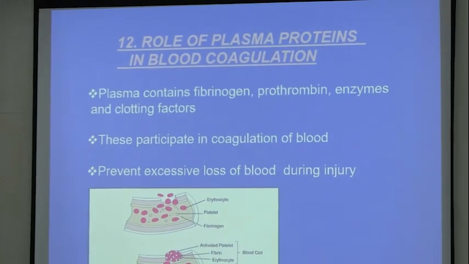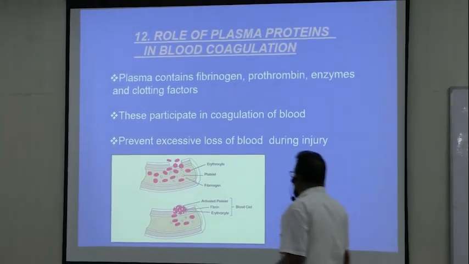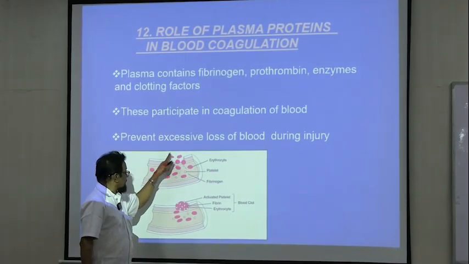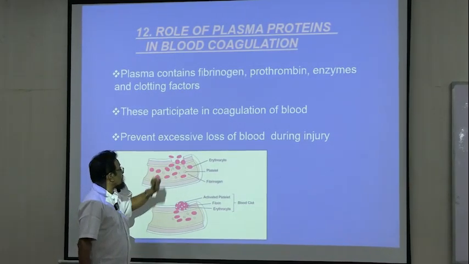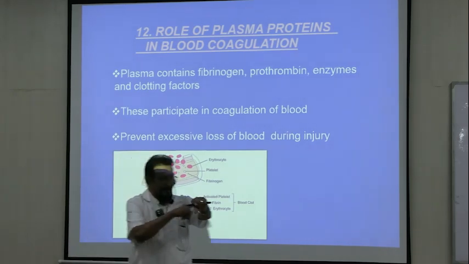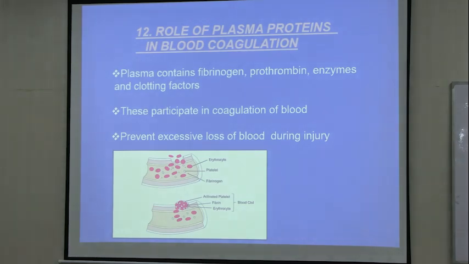Role of plasma proteins already discussed. See, whenever there is a tear, blood cells come out. These are the platelets. So they become the endothelial cell, the blood vessels. So endothelial cells and the collagen, the outermost layer, they contain collagen. When the platelets come in contact with the collagen, it ruptured, and the process of initiation starts.